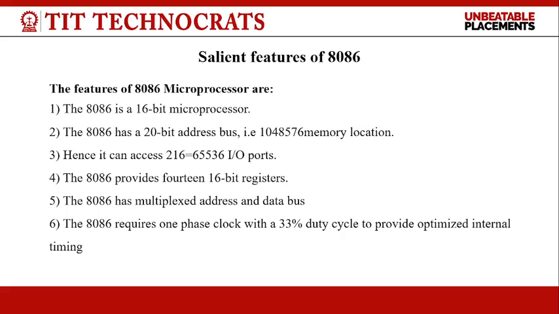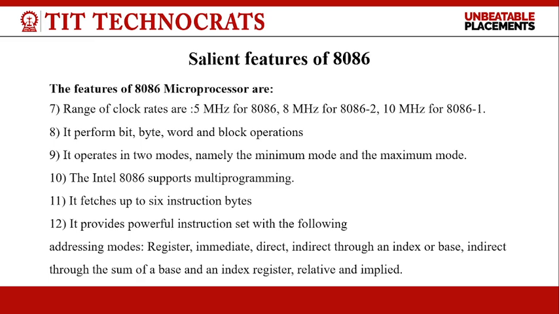The 8086 requires a single phase clock with 33% duty cycle to provide optimized internal timings. The range of the clock rates is between 5 MHz to 10 MHz for 8086 microprocessor. Next, it performs bit, byte and word operations.